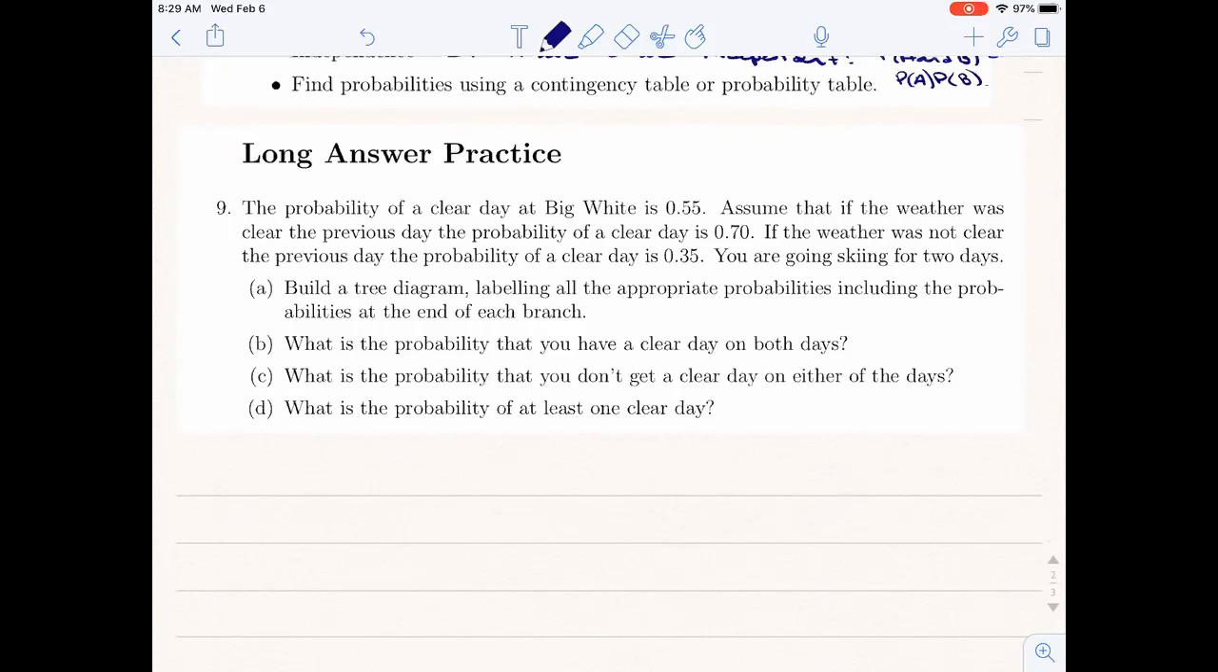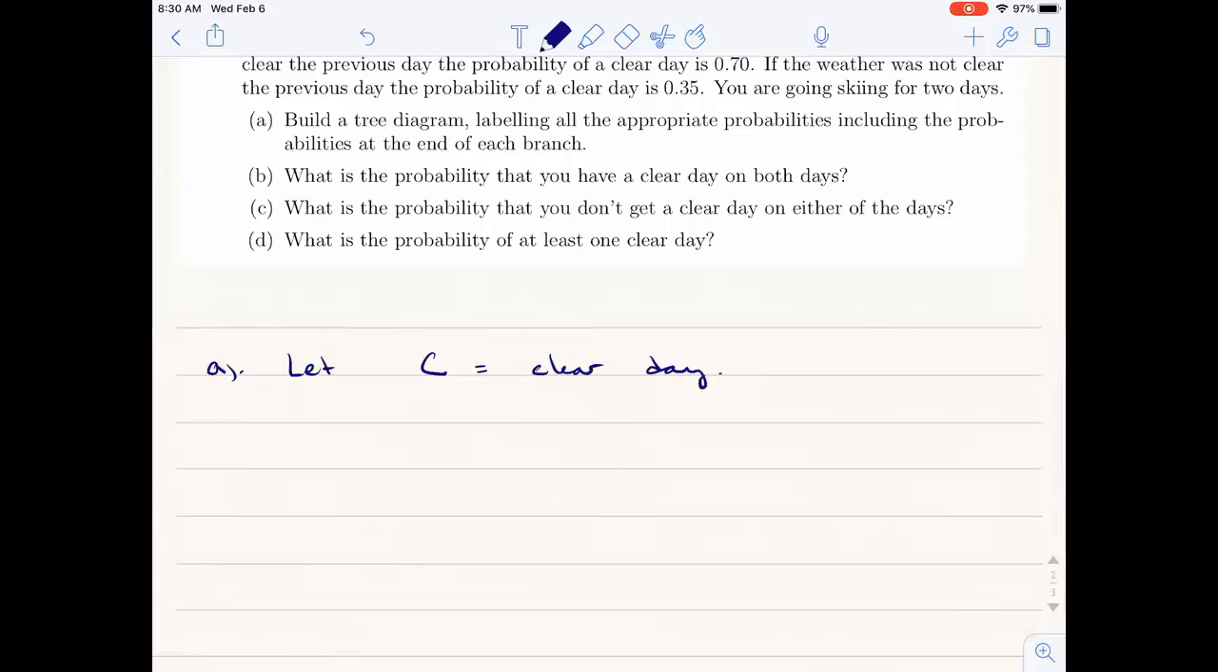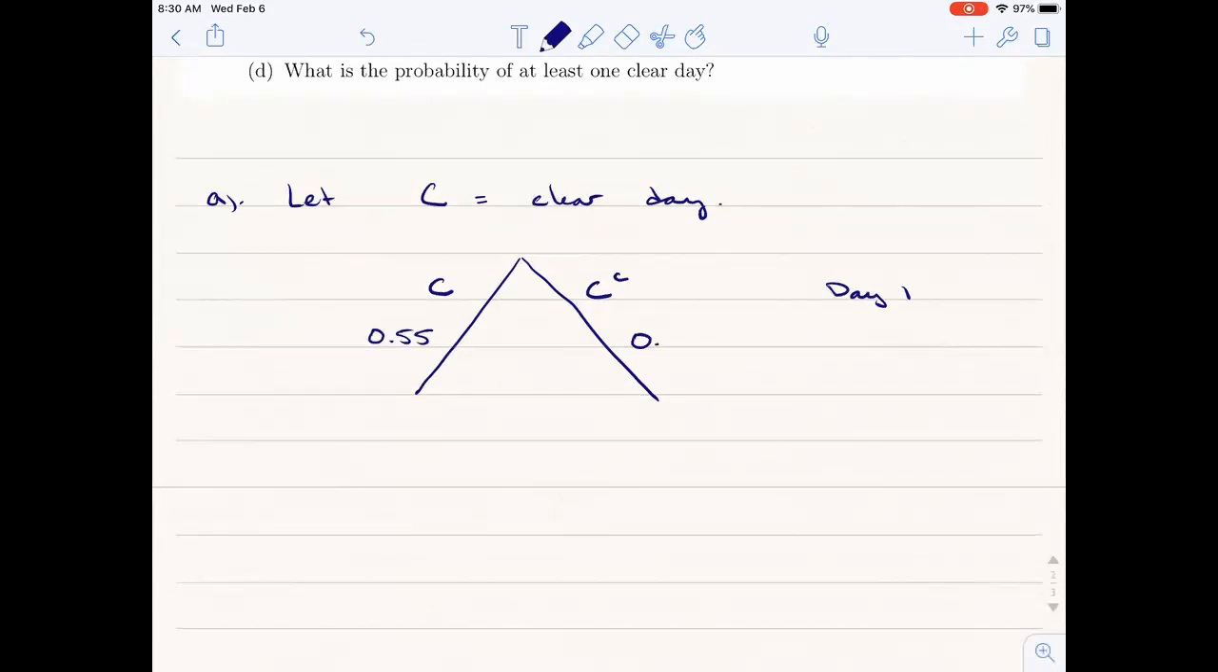Okay. So first thing we're going to do for part A is I'll let C be a clear day. Okay. So I go out on day 1, and it's either clear or not clear. And we said the probability of a clear day is 0.55, making the probability that it's not clear 1 minus that, so 0.45.